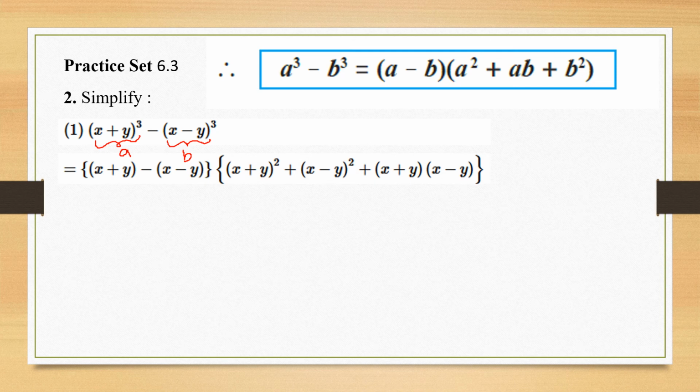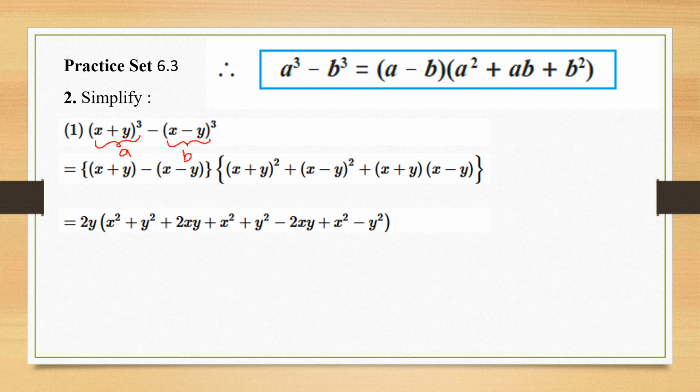Now we'll use the same formula and expand it. So this becomes a minus b. So if you see here, x plus y is a and x minus y is b. So a minus b into a square, so that is x plus y the whole square, plus b square, that is x minus y the whole square, plus a into b, so that is x plus y into x minus y.